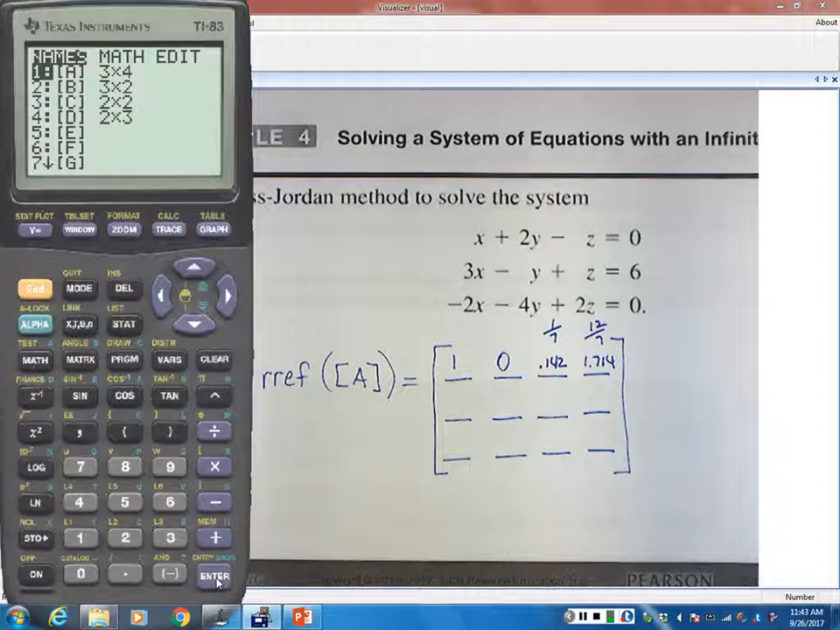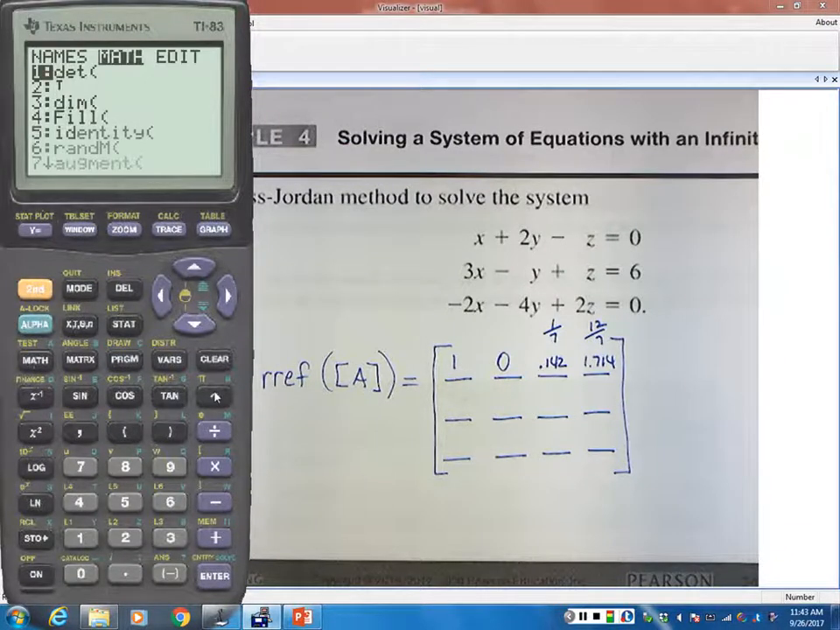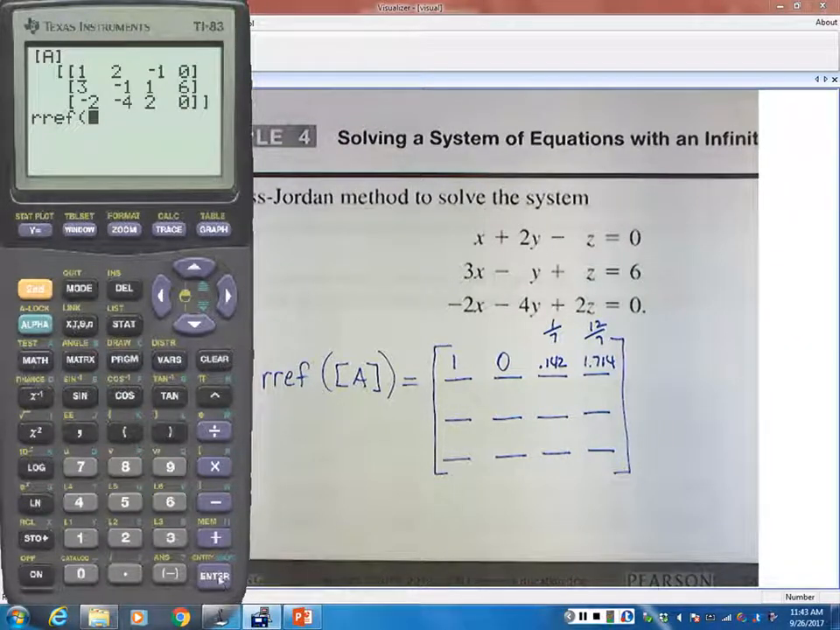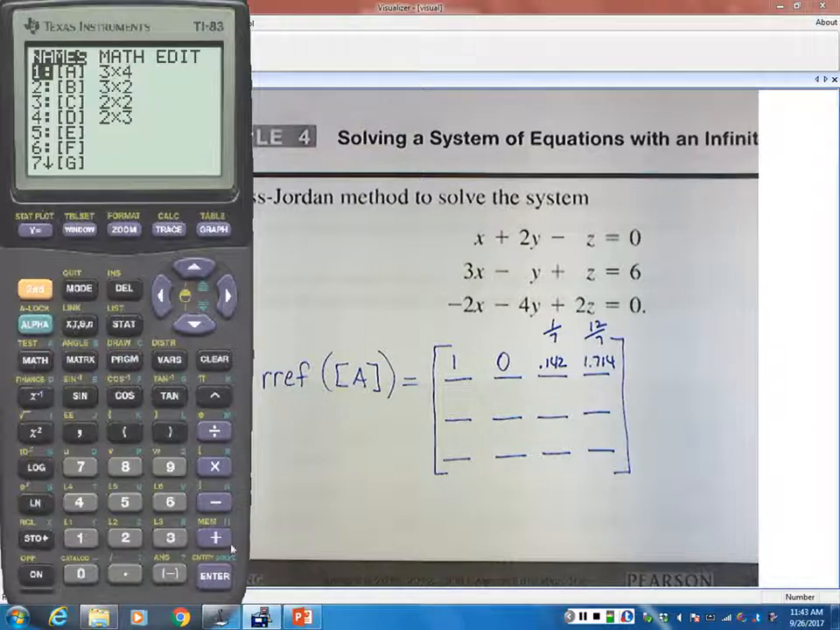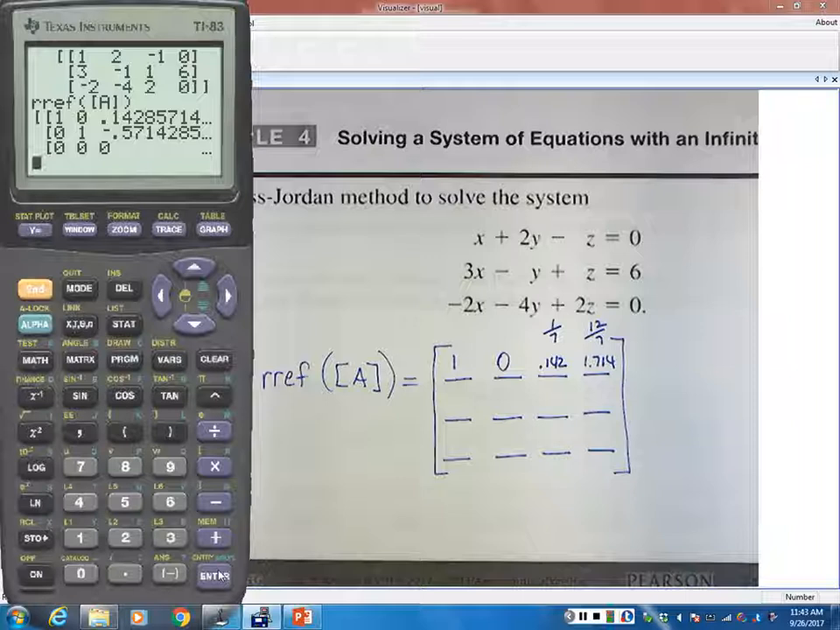So, matrix A, that's what it looks like. Matrix, math, down to option B. Press enter. And then tell it matrix A is the one we want to do the work with. So is that what y'all saw? If you scroll to the right, you can see the whole big ugly decimal, and they're all long, ugly decimals. Okay? In this particular case, the decimals are not useful. They don't help us.